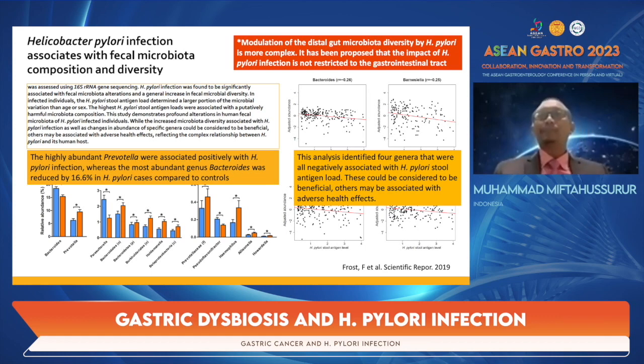The highly abundant Prevotella was associated positively with H. pylori infection, whereas the most abundant genus Bacteroides was reduced by 16% in H. pylori cases, and the study also identified 4 genera that were all negatively associated with H. pylori stool antigen load. This could be considered beneficial, and others may be associated with adverse health effects.